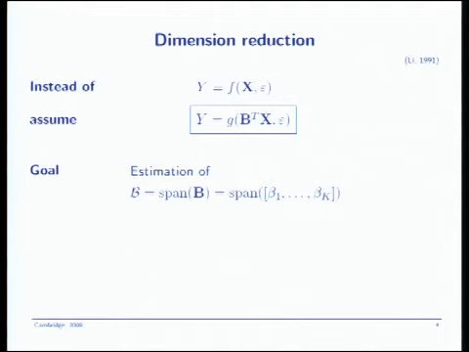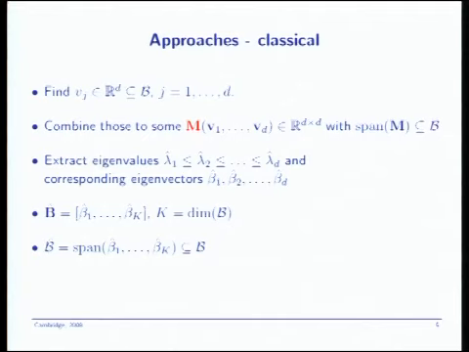And well, there is a couple of approaches to do this, to estimate this space B. All of them, or almost all of them, start by finding some vectors Vj which already lie in this subspace, then combine those to some matrix M. Okay, well, of course, then the span of M is in this subspace B. And one goes on by extracting the eigenvalues of this matrix, finding the corresponding eigenvectors, and the span, so to speak, of these beta 1 to beta k's are used to estimate the subspace script B.